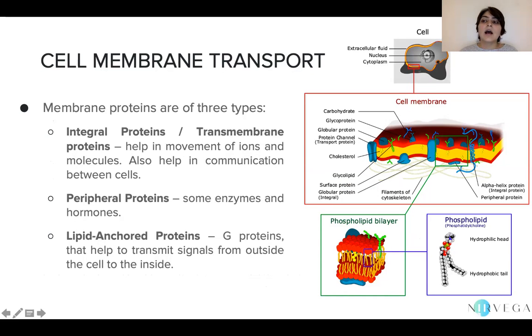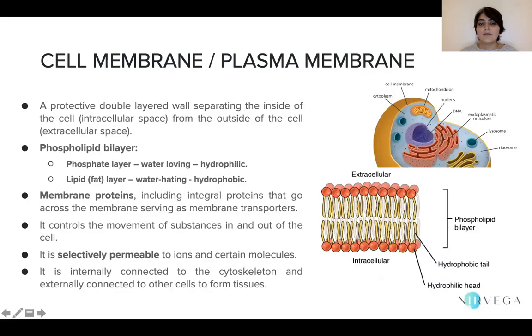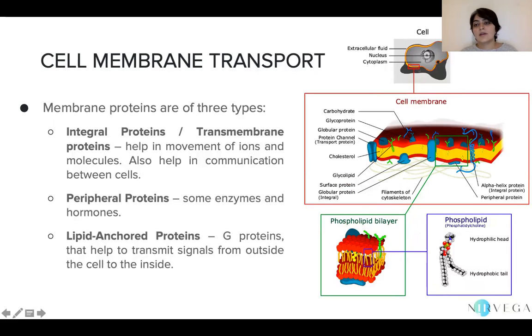Now to understand how materials move from inside the cell to the outside and vice versa, we look at membrane proteins, that is the proteins that are present in this entire layer. Other than the phospholipid, there are proteins that are present in the entire layer. These are of three types. As you can see, this is the cell membrane. This is where the phospholipid bilayer is there.